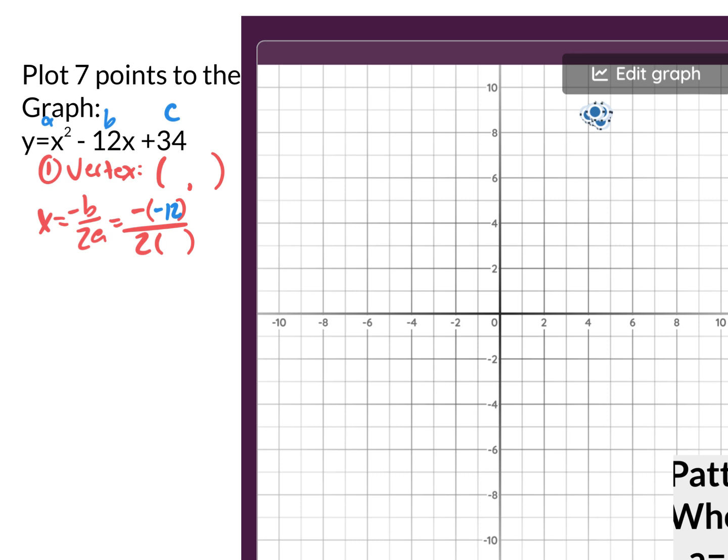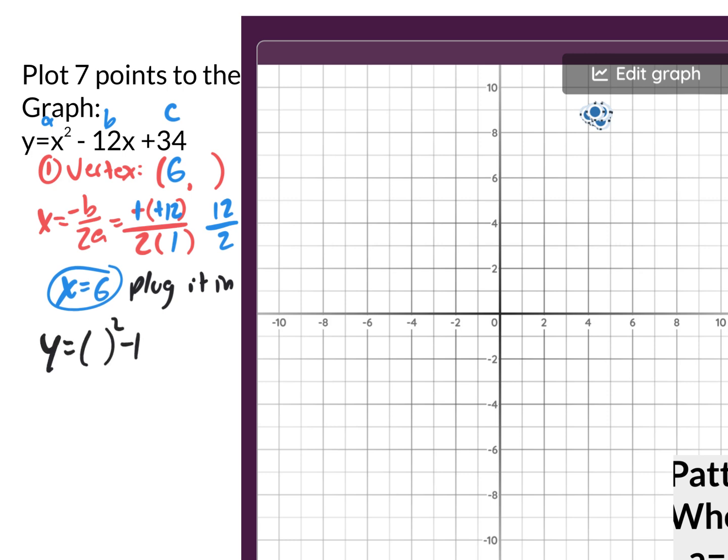Plug in the a value of 1. So you really have a positive 12 up on top because a negative negative changes to a positive, and 2 times 1 is 2. Therefore, our x value of our vertex is 6. And we now know the x value of the vertex. If you want the y value, all you have to do is plug it in, right? Plug it in. Plug it into where? To the original equation. The original equation reads y equals x squared minus 12x plus 34. And you could plug in that 6 right in there.